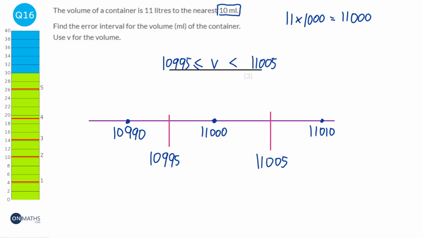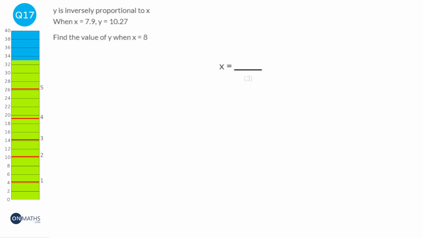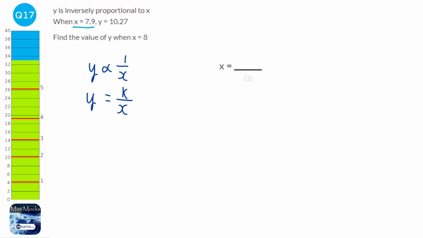rounded up to 11,010. We're told here that y is proportional or inversely proportional to x, so we put 1 over x because it's inversely, and inversely means it's going to be proportional to 1 over. Going to replace that proportionality sign for an equals, and to do that we need to multiply the right hand side by k, so it becomes k over x. And we're told that x is 7.9 when y is 10.27, so we're just going to substitute those both in so that we can find out what k is, what our constant is.